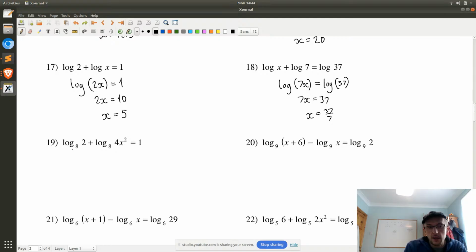So I'm going to take that away from both sides. So I'm just going to have log base 8 of 4x squared equals 2/3. And then I'm going to do 8 to the power of both sides. So I'm going to have 4x squared on the left. Now, what is 8 to the 2/3?